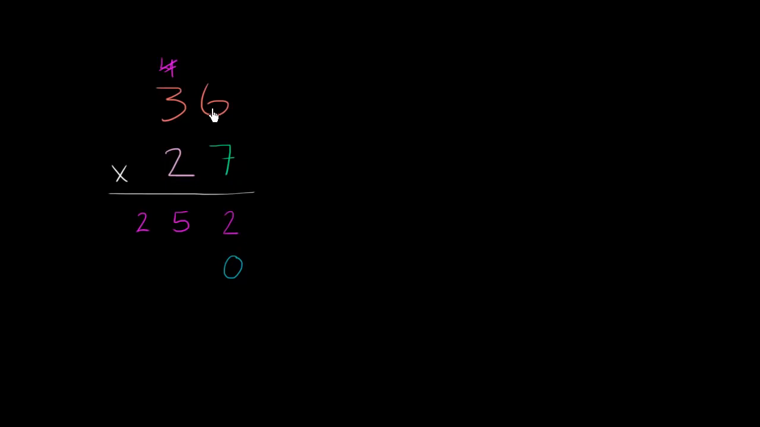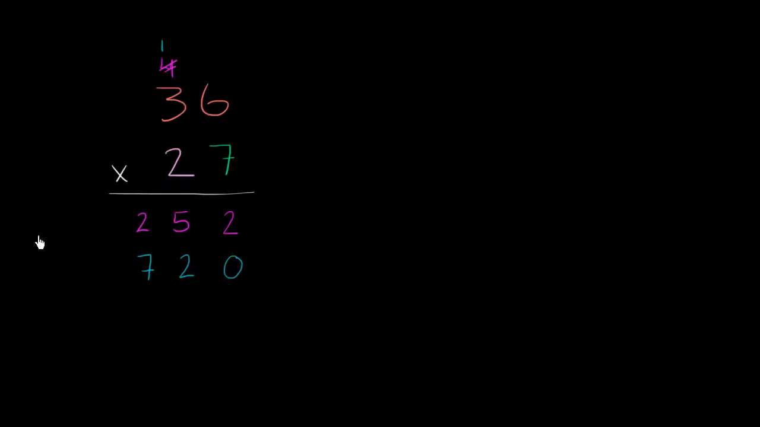2 times 6 is 12. Write the 2 right over here, carry the 1. 2 times 3 is 6. Plus 1 is 7. So we just figured out that 36 times 20 is 720. And just think about what would have happened if we didn't put the 0 here. Then we would have figured out that 36 times 2 is 72, but this 2 isn't just a 2. This is a 20. So 36 times 20 is 720.